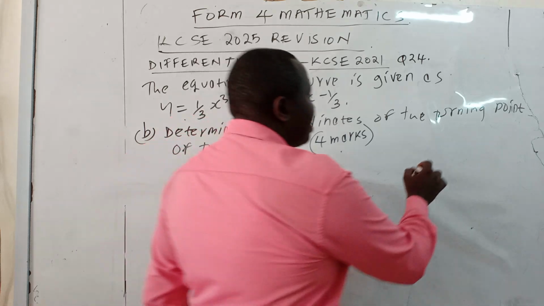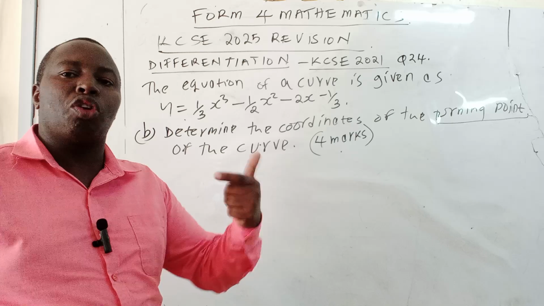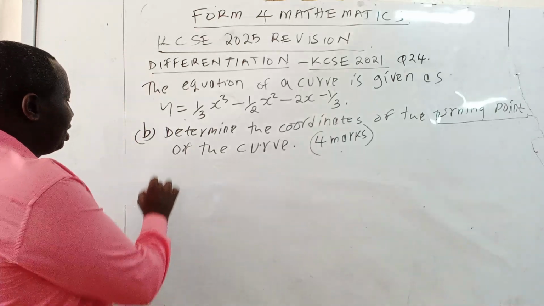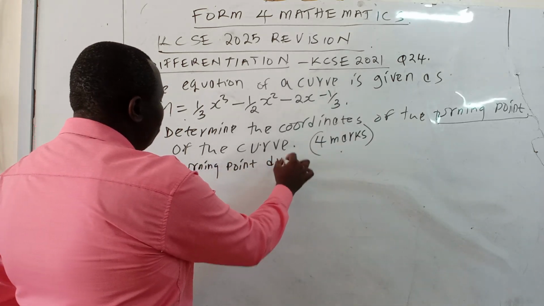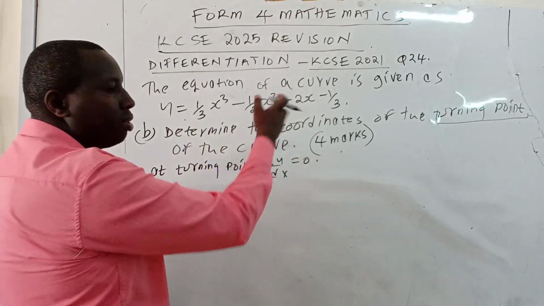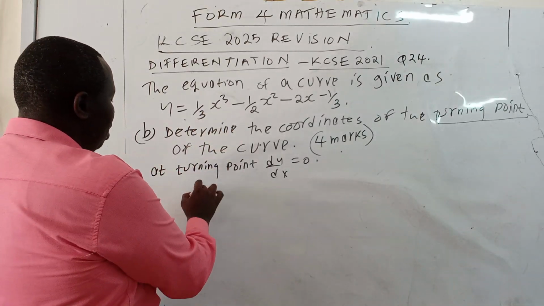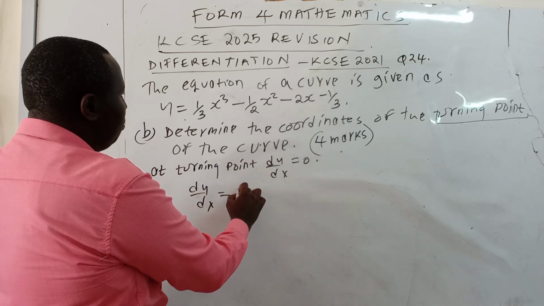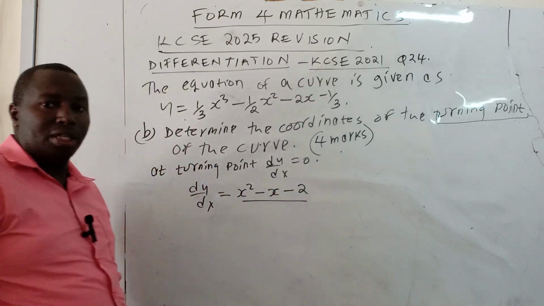The key word here is turning point. The turning points are also called the stationary points. At a turning point, dy over dx, the gradient function, is always equal to 0. So in this case, you differentiate, or take the one that we had differentiated in part Roman 2. We had got x squared minus x minus 2. That was dy/dx.